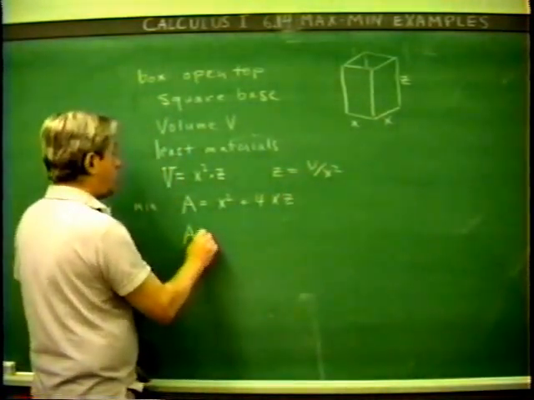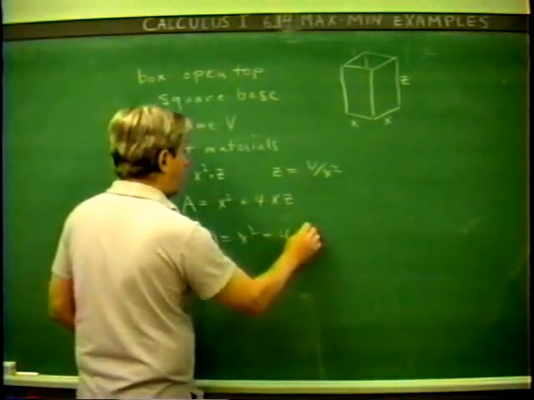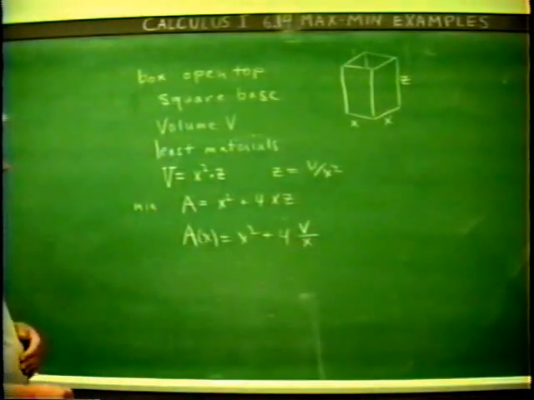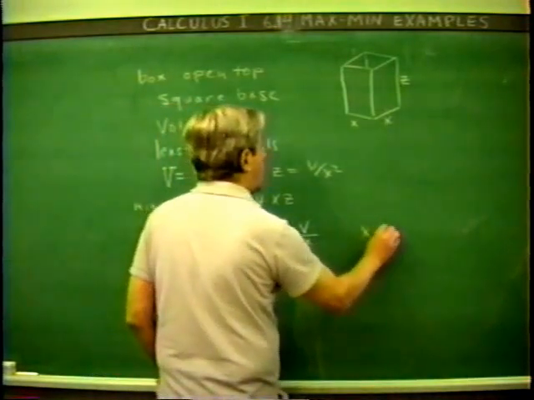And we can remove Z from the picture here, because Z is equal to V over X squared, and so the area as a function of X is equal to X squared plus 4XV over X squared, or 4V over X.